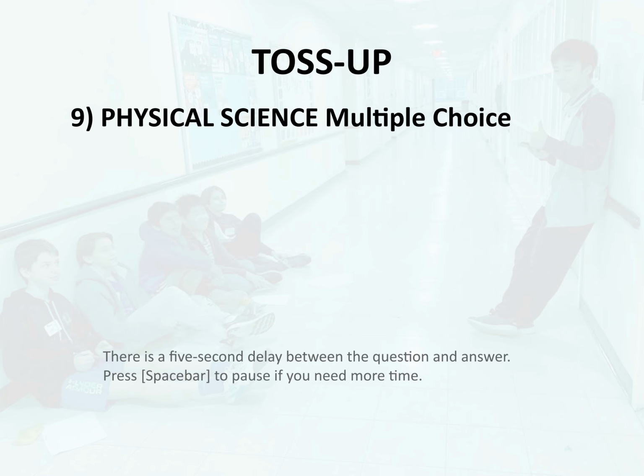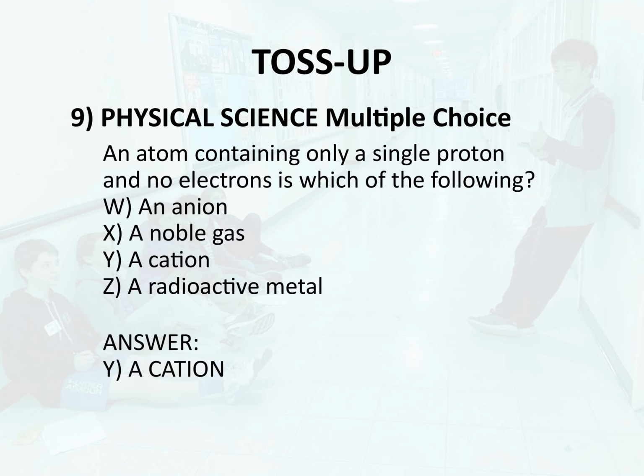Toss-up 9. Physical science. Multiple choice. An atom containing only a single proton and no electrons is which of the following? W. An anion, X. A noble gas. Y. A cation. Z. A radioactive metal. Answer. Y. A cation.